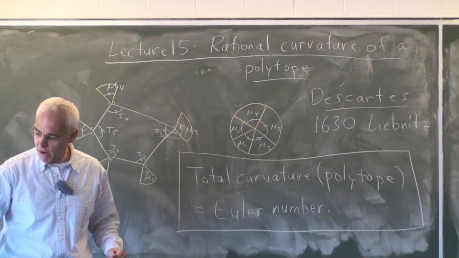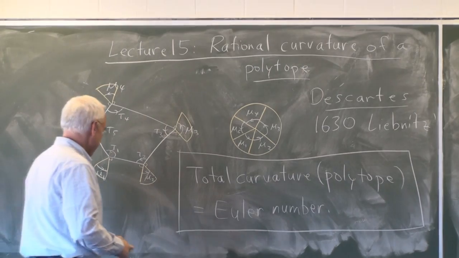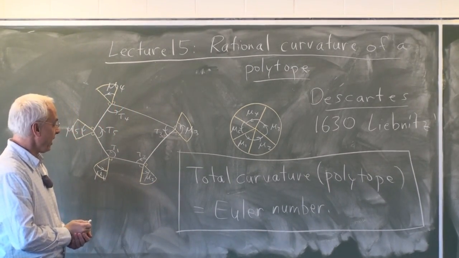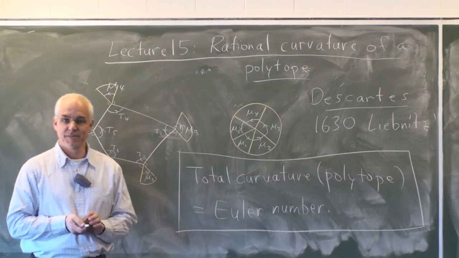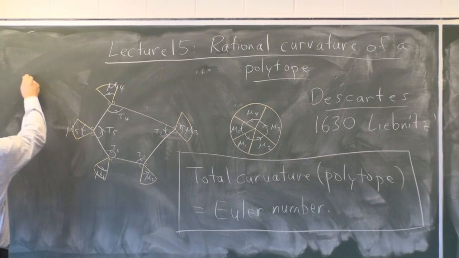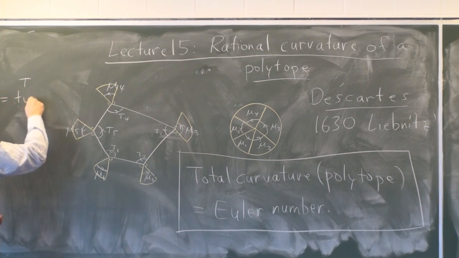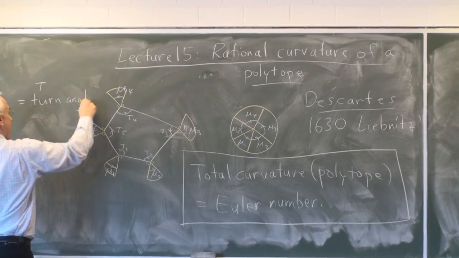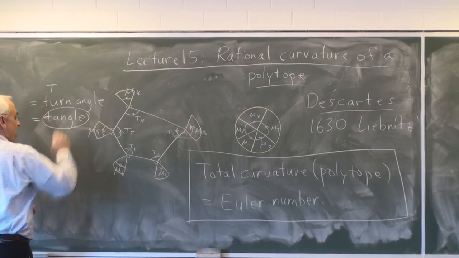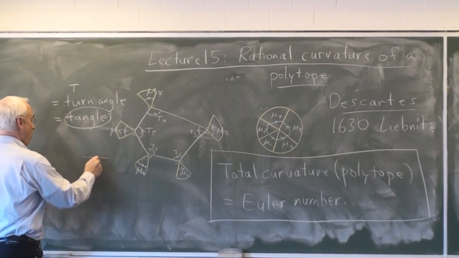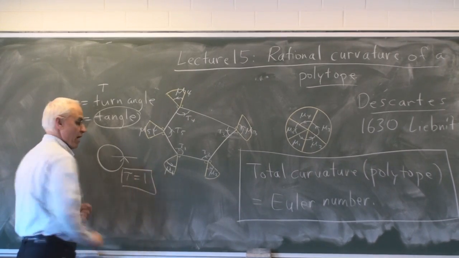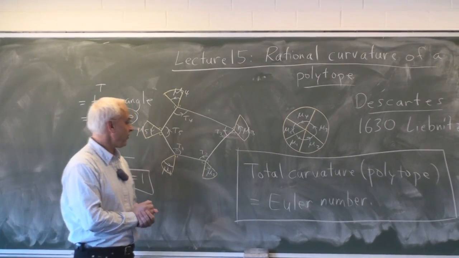So let's start by reminding you about some of the notation that I introduced for turning numbers in the plane. So we have a slightly new normalization of angles. So we call tau a turn angle, or just tangle for short. And the main feature of this is that if we go all the way around once, then we say that's a tangle of 1. That's our normalization of this turn angle.